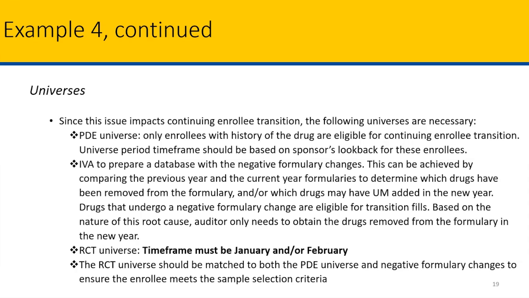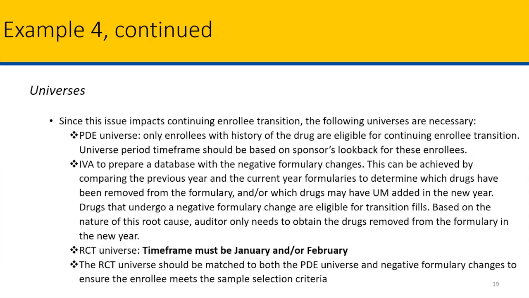For the RCT universe, the time frame must be January and/or February. Since continuing member transition cannot be tested mid-year, January and possibly February must be used for the time frame of the rejected claims transition universe.